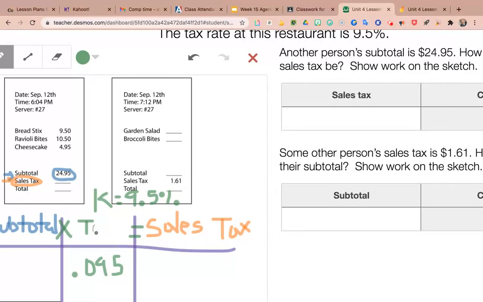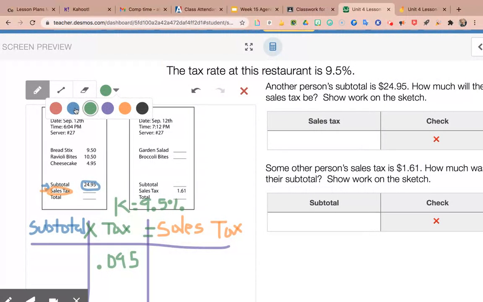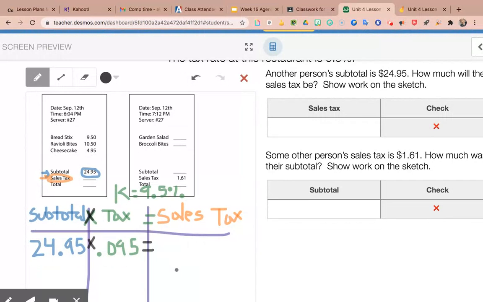So I'm multiplying by my tax rate. So my tax rate is my constant rate. I'm constantly being charged tax. All right, I'm ready to go. So my subtotal was $24.95. They told me that. They told me my tax rate. So they told me what I'm multiplying by. They told me my constant. And now I got to find sales tax. So you're all set up to solve this problem.